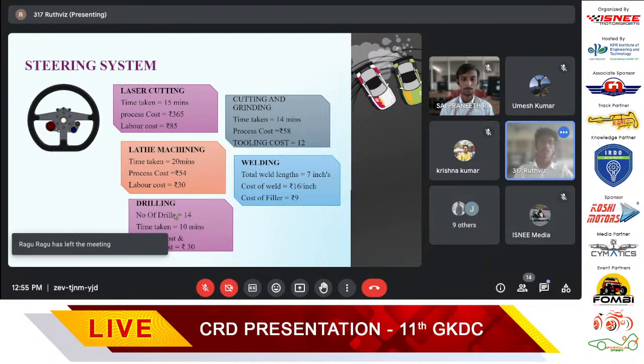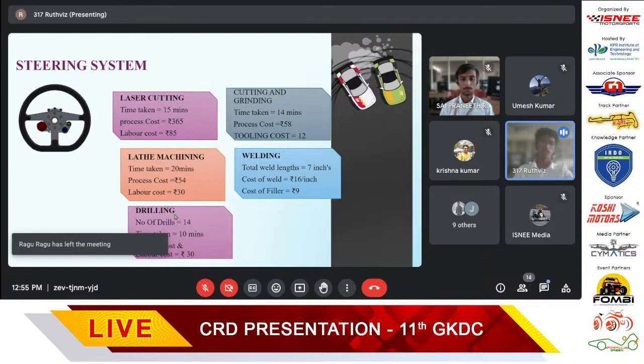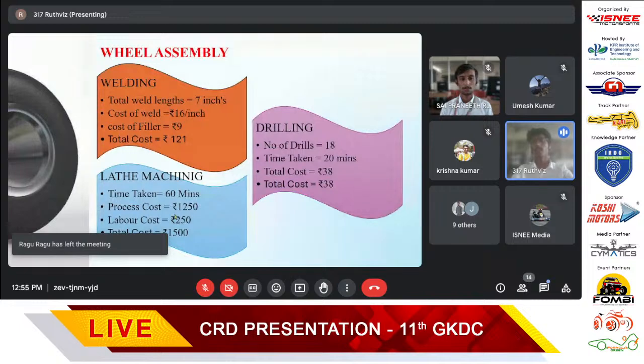Next, going into wheel assembly. Here the manufactured parts are the stub axle and also the wheel hubs. Here the total weld length is 7 inches. The cost is 16 as usual. The cost of filler would be 9 rupees. So the total cost is around 121 rupees. This welding is done on the stub axle.